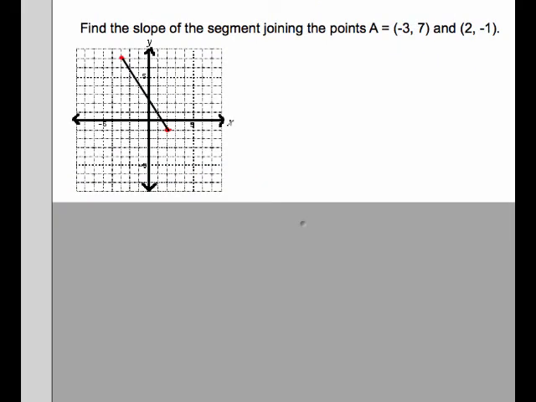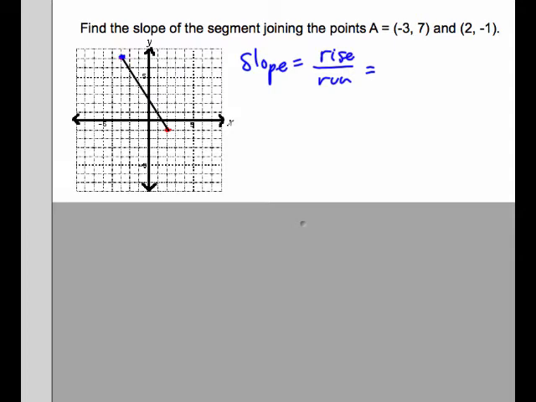Alright, here's a problem where we're asked to calculate the slope of the line segment. And I'm going to do this two ways. First of all, visually. So I know that slope is the rise divided by the run, the change vertically over the change horizontally.